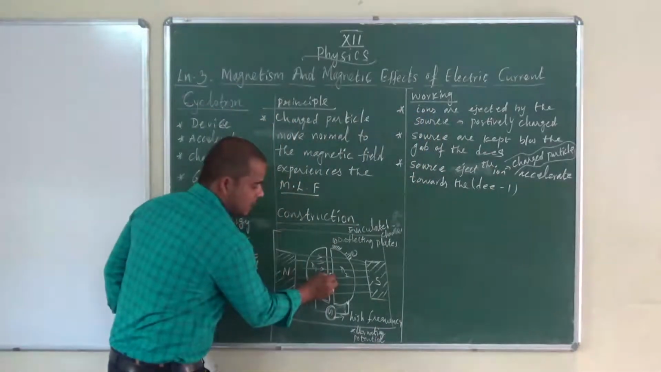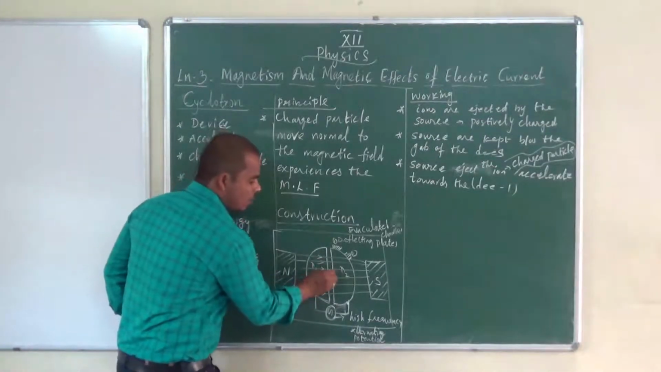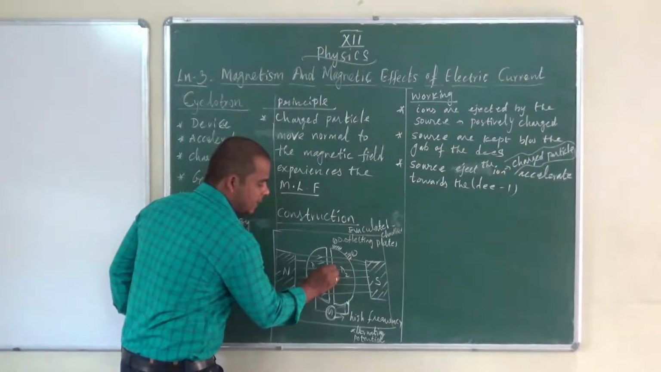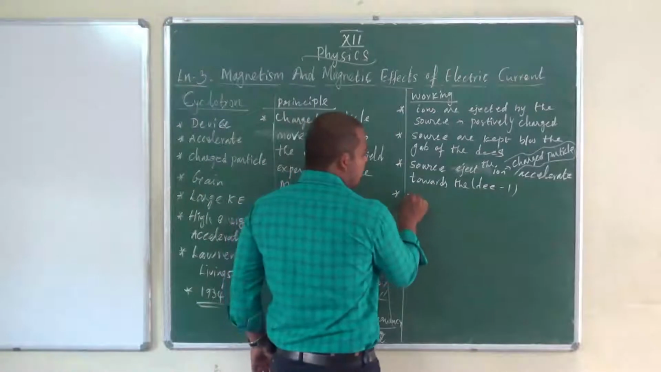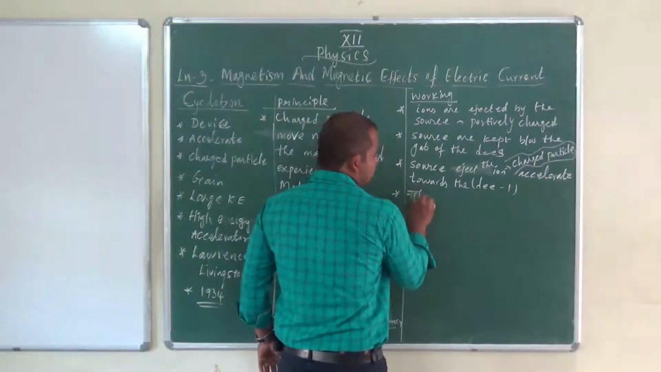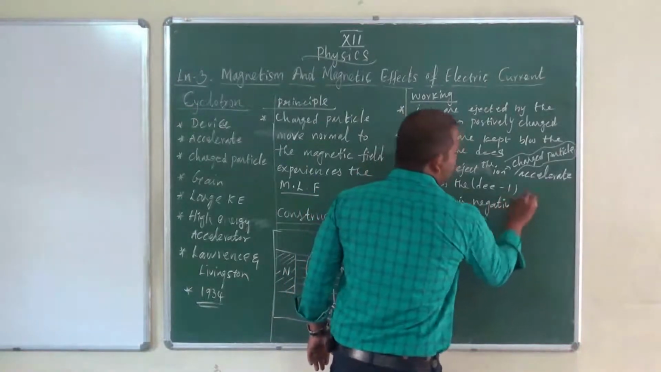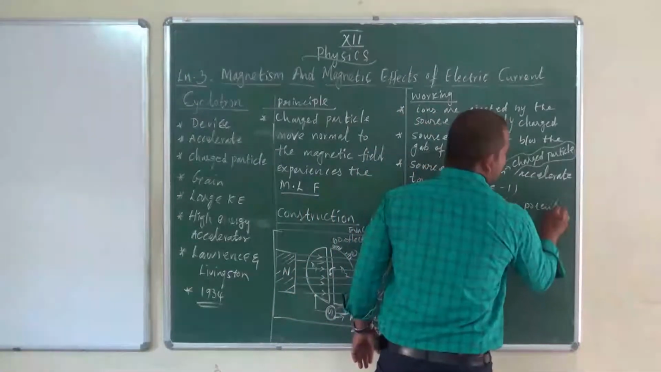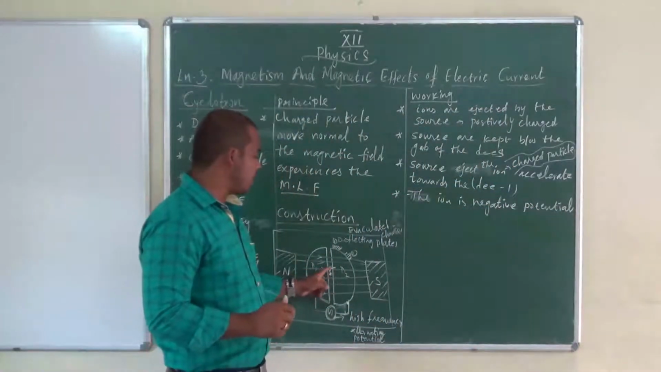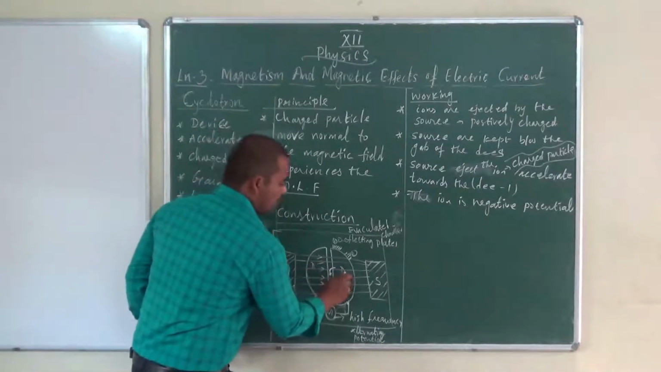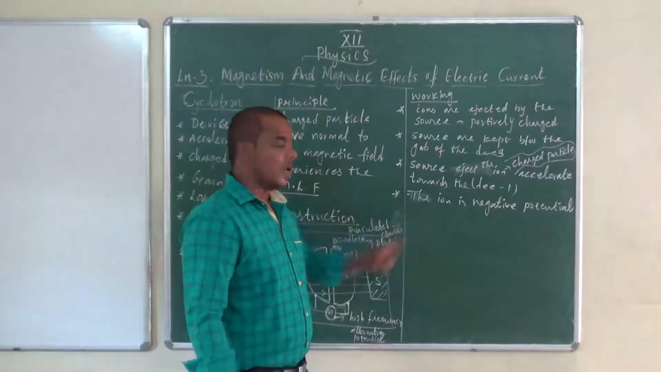How is that? See, this is the source. The source ejects the ion, and the ion moves to enter the D. At that time the ion is negative. One more important question: what is the potential of the ion when it enters D1? At that time the ion is at negative potential.